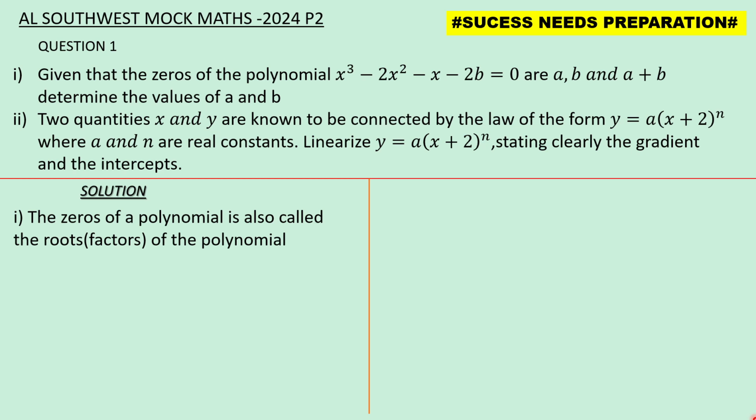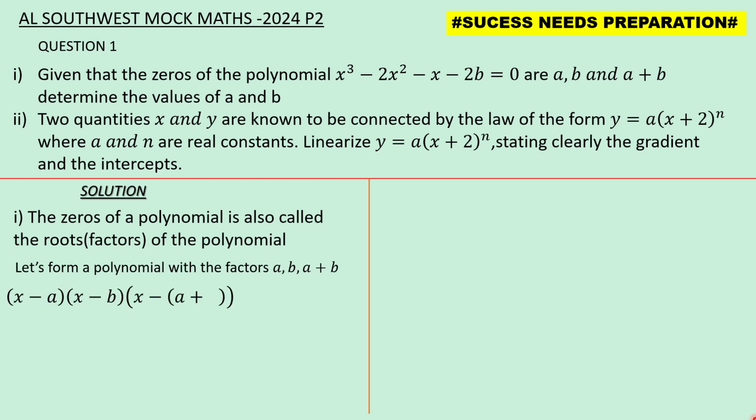So to form back the quadratic equation, we have x minus 1 times x minus 2 equals 0. Here is the same idea. We are forming the polynomial with those particular factors. So we have x minus a times x minus b times x minus (a plus b) equals 0. From there we can expand to get x squared minus ax minus bx plus ab, into x minus (a plus b).